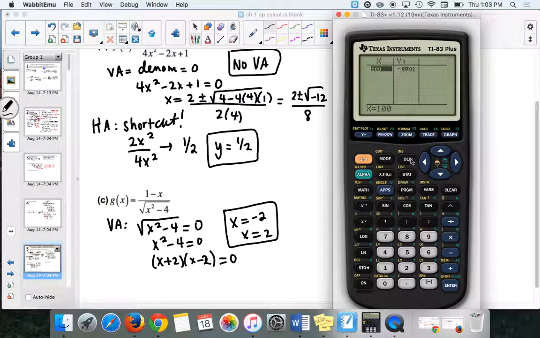All right, so yes, if it does not let you plug in anything, you're going to do second table set, and you're going to make it so that the independent is highlighted with ask. Most of you, if you used the same calculator last year, it's probably already done.